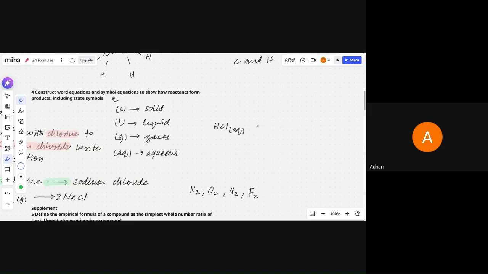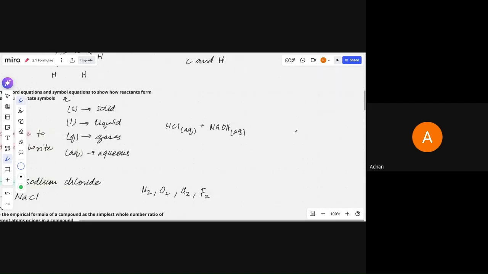In a liquid state, it is dissolved in water. Like pure HCl is a gas, we dissolve it in water and we get a very strong acid. So since it is dissolved in water, we write aqueous. And sodium hydroxide, the formula is NaOH, and this is also aqueous. This is a strong alkali, a strong base, and they react together to produce sodium chloride.